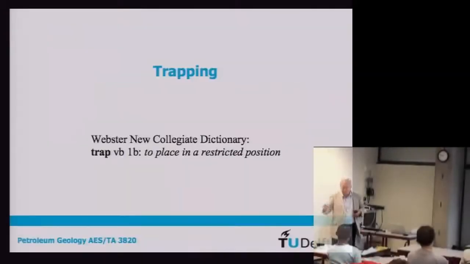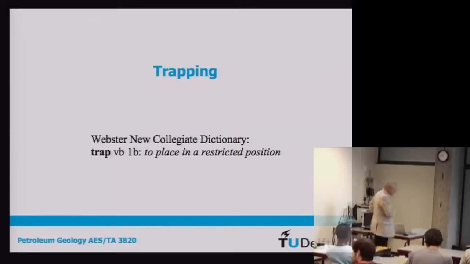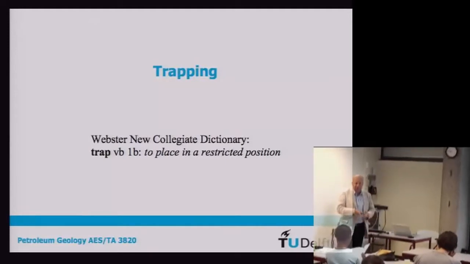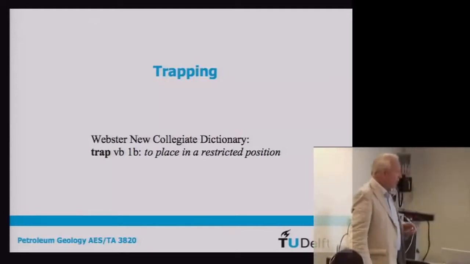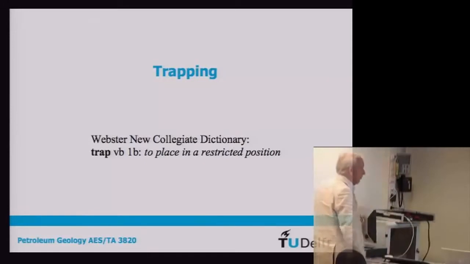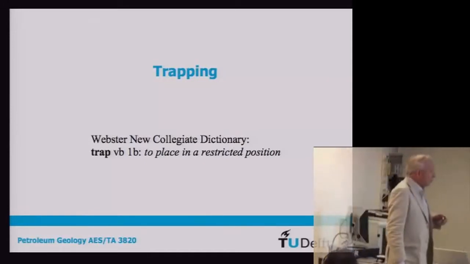Migration, reservoir rocks, and now we look at traps. And a trap is really the ultimate place where gas and oil wind up, where they can't move any further. In the next 45 minutes we'll go through that. This is not really a very difficult topic to understand, because much of it is quite self-explanatory.